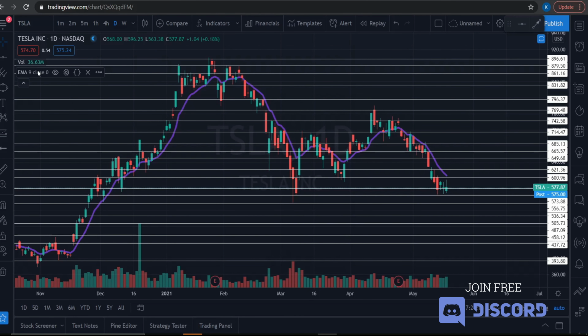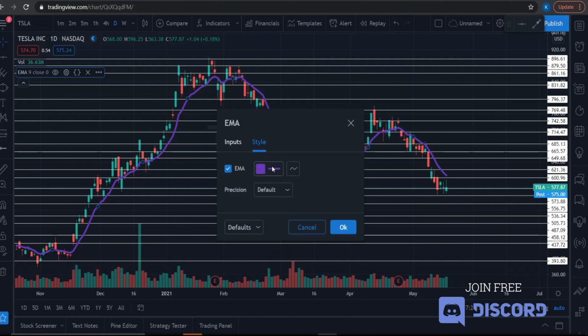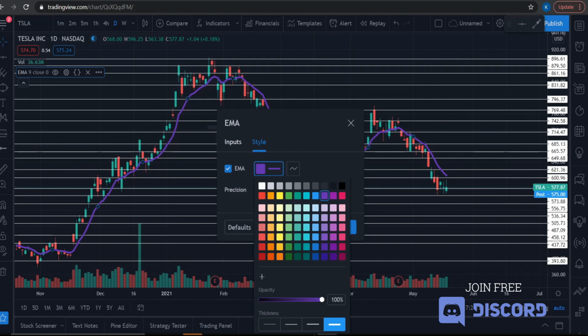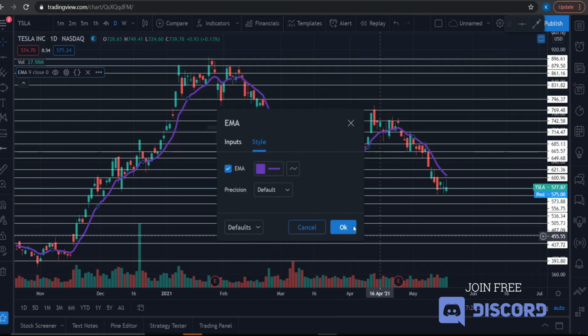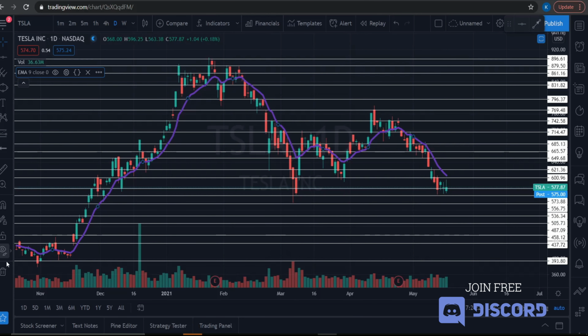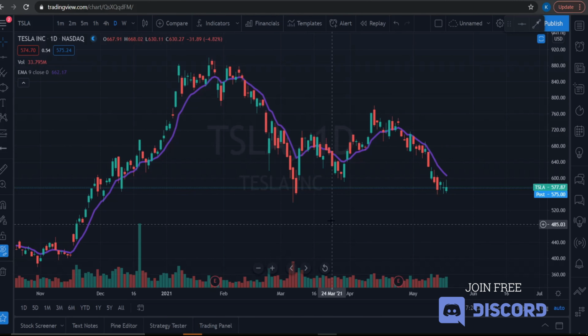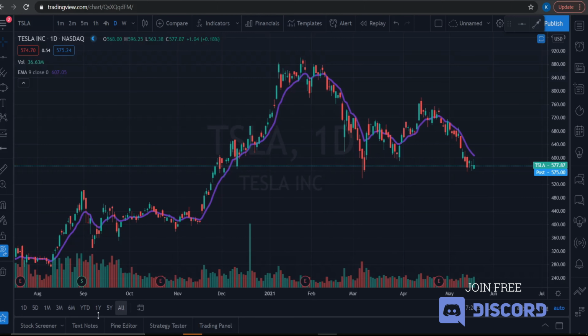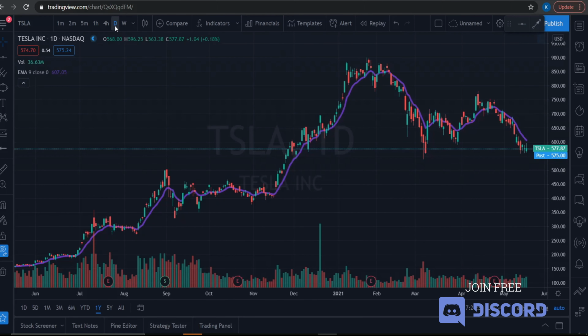Hover over on the left side, double click on the EMA style here. You can change it to whatever color you prefer, and also you can change the thickness of the line. I have mine pretty thick because I want to see it pretty obvious, and I made mine purple. So if you want to go ahead with that, you can. I'm going to take away the lines for a minute here, and now it kind of looks a little bit more clean. Okay, so we're going to go back to the year chart, daily chart.